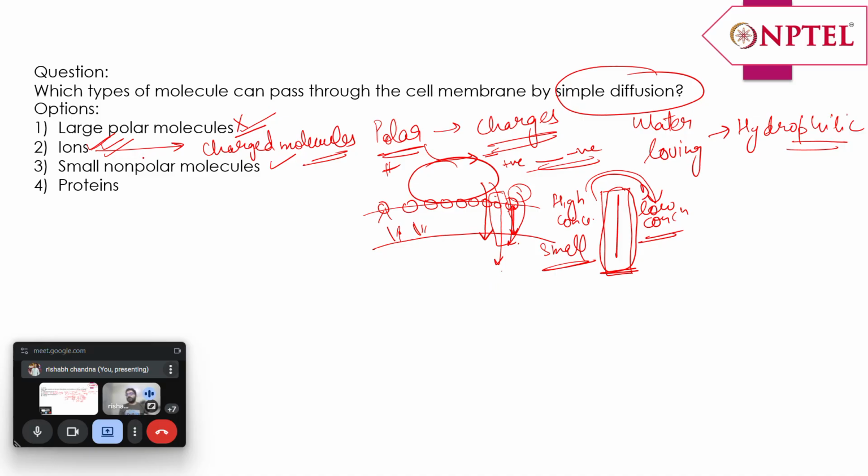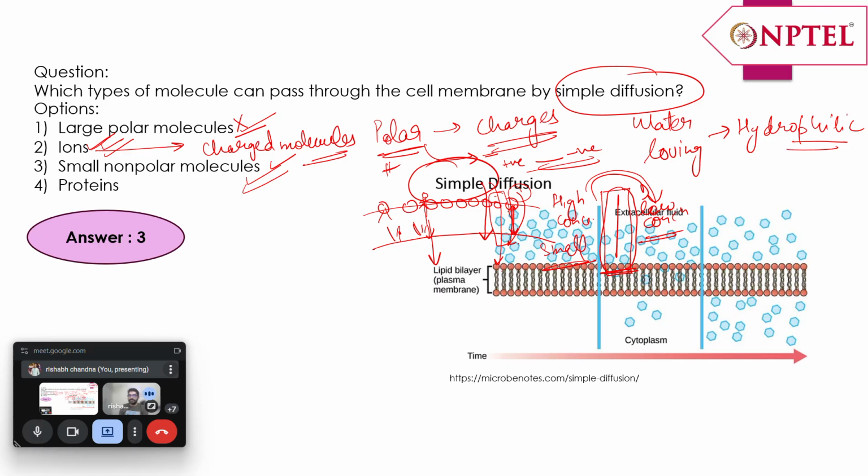Okay, talking about the small non-polar molecules, these can easily come through the hydrophilic head, move through the hydrophobic region of the cell membrane, and slide inside. So via simple diffusion, only small non-polar molecules can pass through the cell membrane. Okay, so the correct answer is option 3. And this is the explanation.